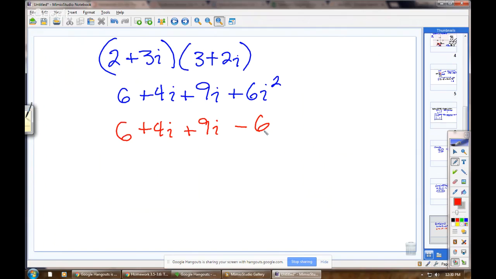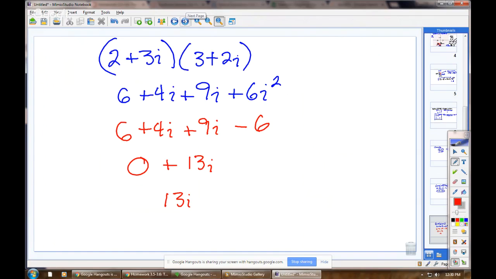So I have some real numbers and I have some imaginary numbers. Coincidentally, 6 plus -6 is 0, so I have no real part. 4i's plus 9i's is going to give me 13i's. So I can simply say the product here ends up being just 13i. The real part disappeared. Sometimes it'll disappear, sometimes it won't.